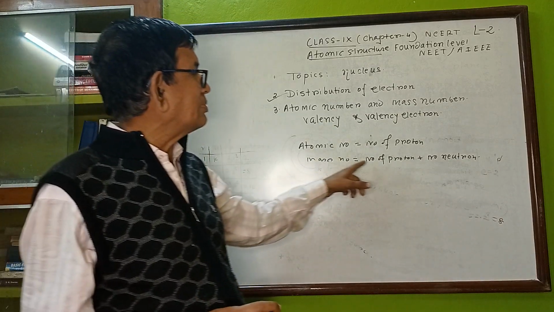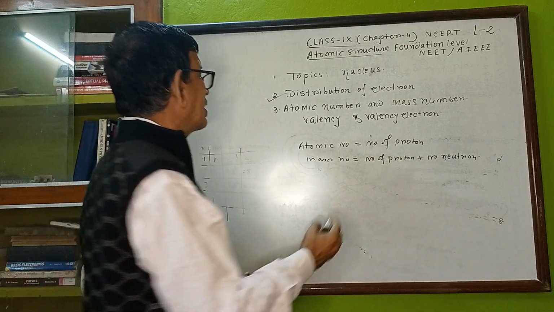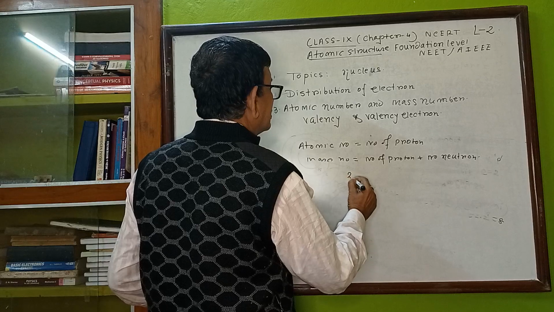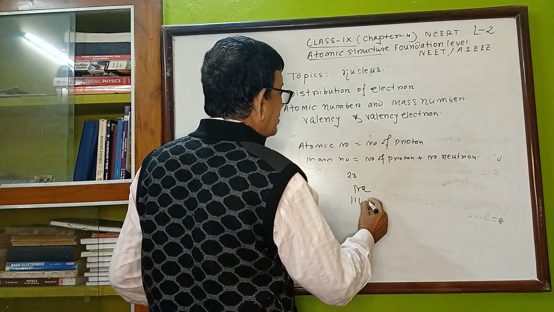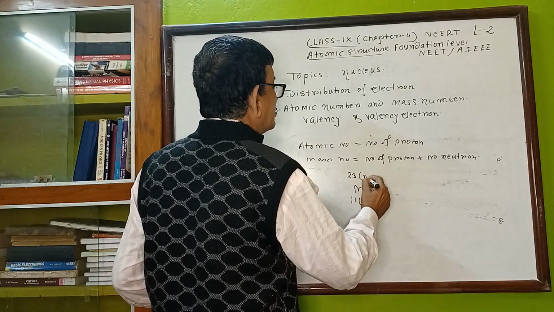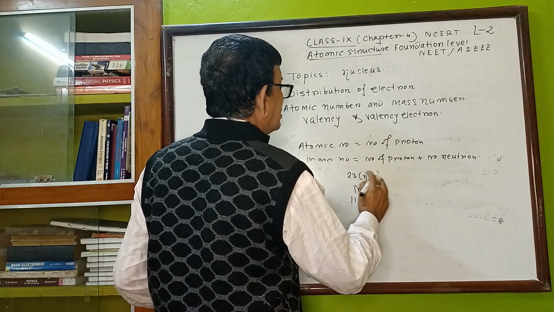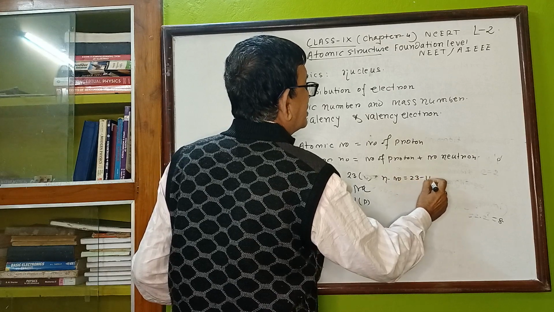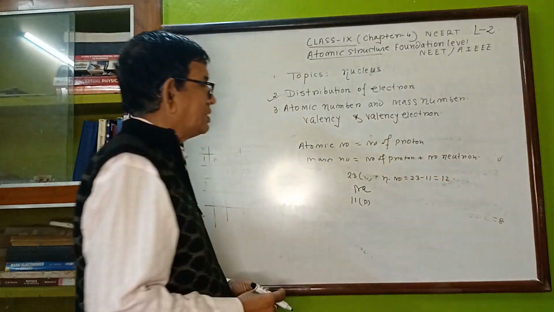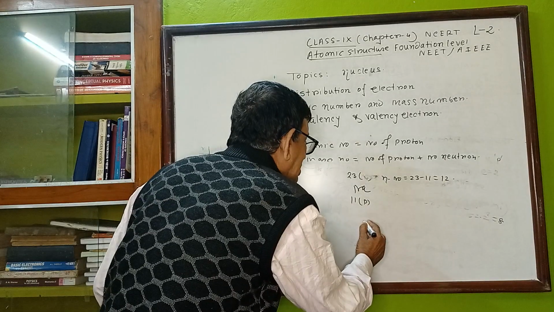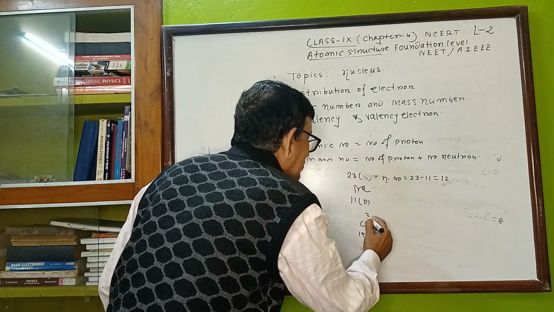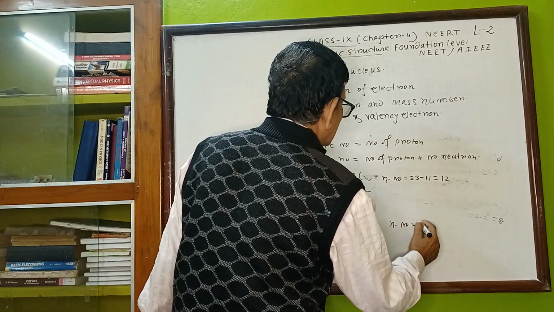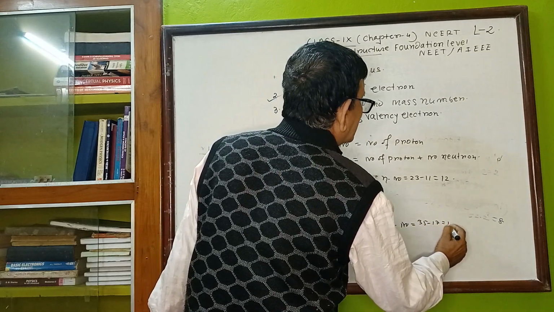Now, mass number equal to number of protons plus number of neutrons. As for example, sodium, you write in this way. That means proton number 11. So, how can we get the neutron number? Neutron number 23 minus 11, that is equal to 12. Clear? Similarly, chlorine 17, 35. Now, neutron number equal to 35 minus 17, that is 18.